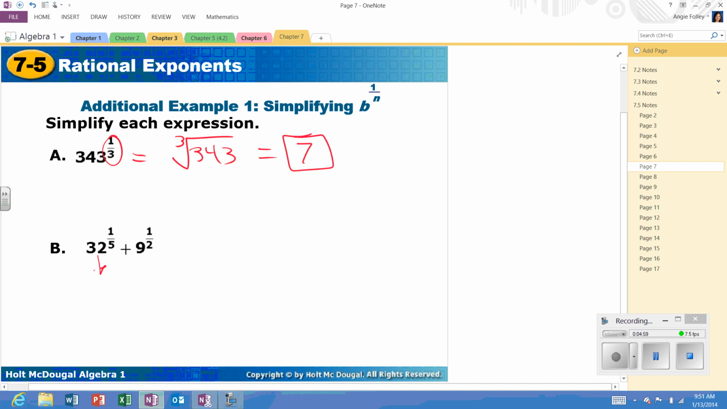Okay, so I can rewrite 32 to the 1/5 power as the 5th root of 32 plus the square root of 9. Okay, the 5th root of 32, so what number times itself 5 times will equal 32? It's 2. 2 times 2 times 2 times 2 times 2 equals 32. And the square root of 9 is 3, so we're left with 2 plus 3, which is 5.